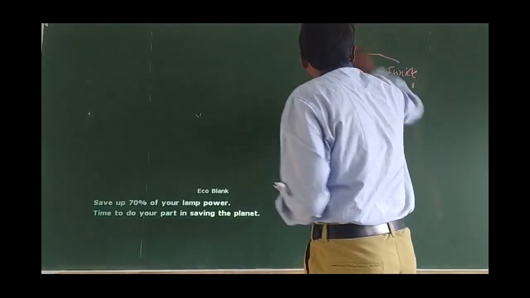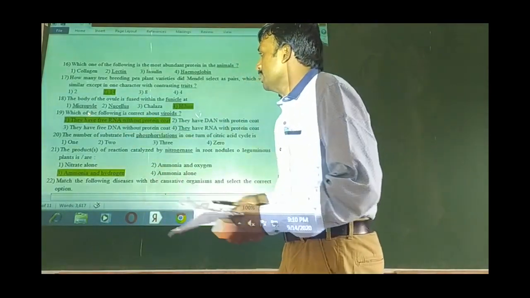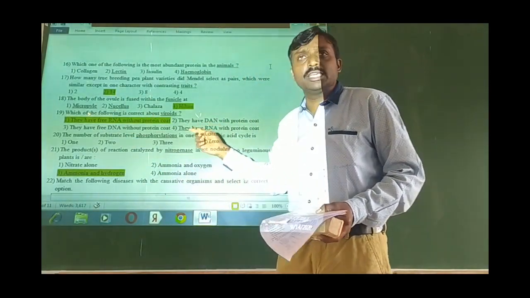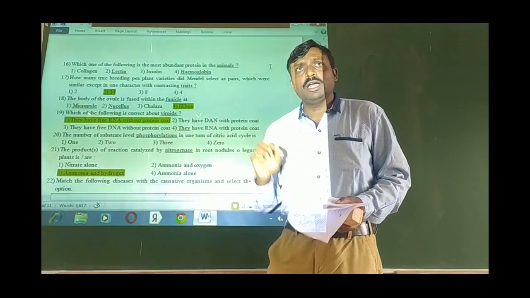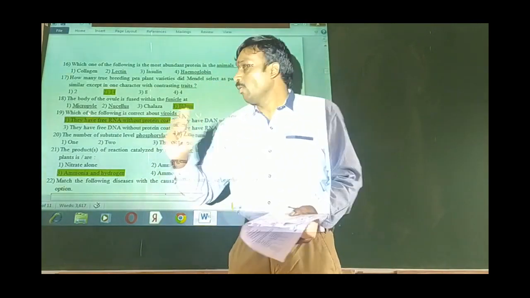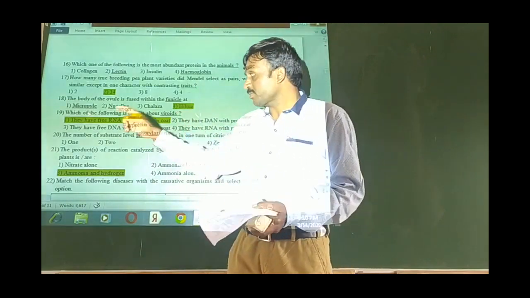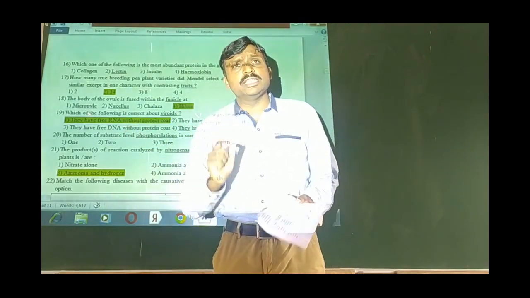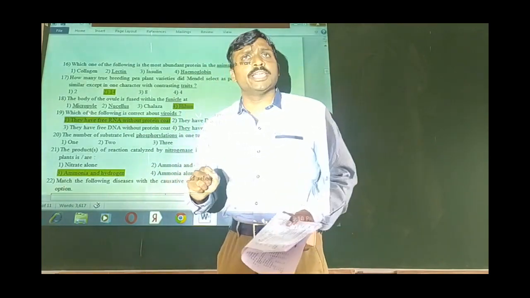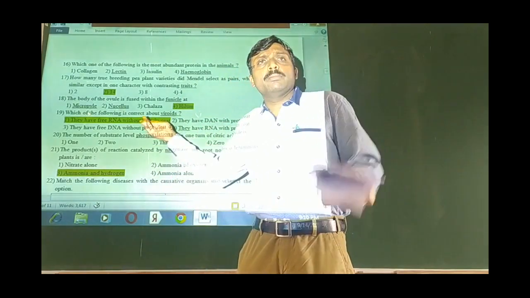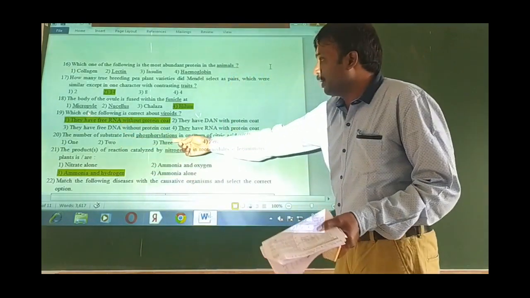Okay, then moving to the next question. Which of the following is correct about viroids? This is from our first year syllabus, biological classification lesson. Viroids are smaller than viruses and they lack a protein coat. They have only RNA as their genetic material. These viroids cause a disease namely potato spindle tuber disease, and they were discovered by a scientist named T.O. Diener. If you read the biological classification lesson properly, this is a very direct question from that lesson. Then moving to the next question.